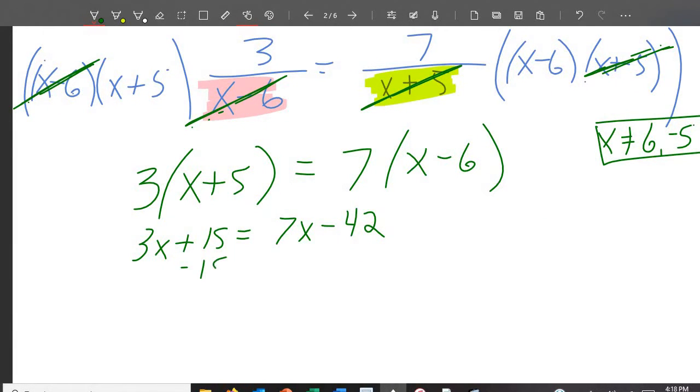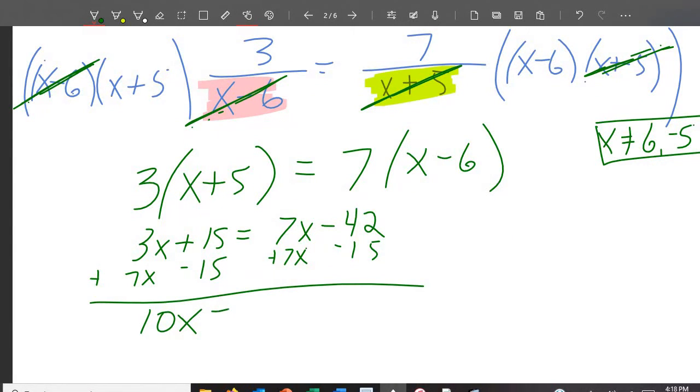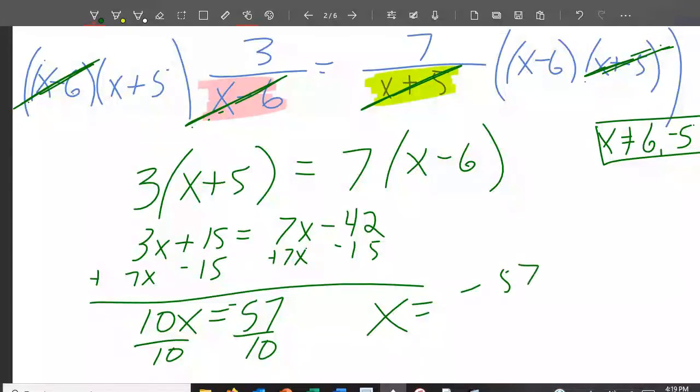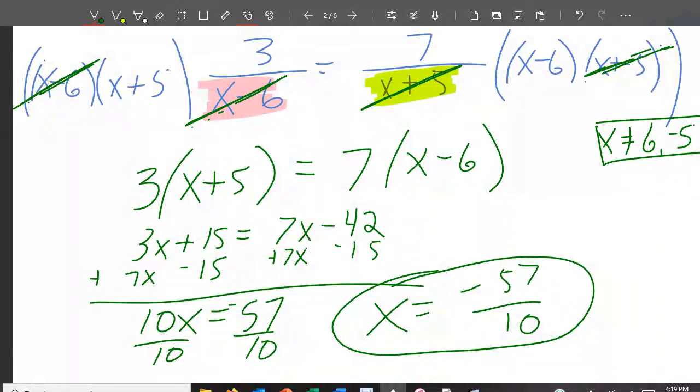Solve for x. We're going to subtract 15 from both sides. We're going to add 7x to both sides. So we're going to get 10x on this side and negative 57 on this side. Divide both sides by 10. So x turns out to be negative 57 over 10. That's my final answer.